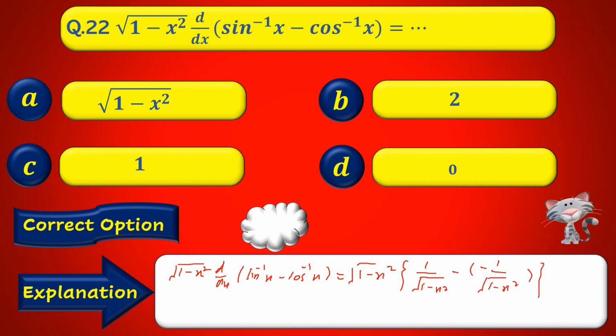The derivative of sine inverse x is 1 over square root of 1 minus x square, and the derivative of cos inverse x is minus 1 over square root of 1 minus x square. Now this expression can be written as these two terms will be added and we get 2 over square root of 1 minus x square. Square root of 1 minus x square will be cancelled with the other square root of 1 minus x square, and we get 2. So the correct option is option B.